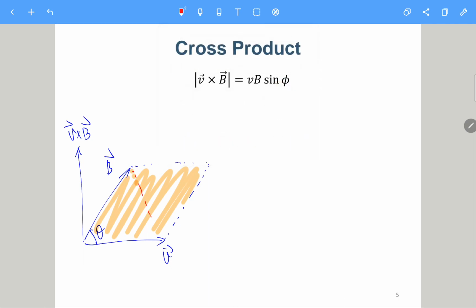Yeah, so V cross B is actually the area of this shape, because you know that for a triangle, the area of one of the triangles is 1/2 V B sine theta. So actually for the whole shape, it is double. So it is V B sine theta. So this is the geometric meaning for the cross product, and of course for the inner product, the dot product.